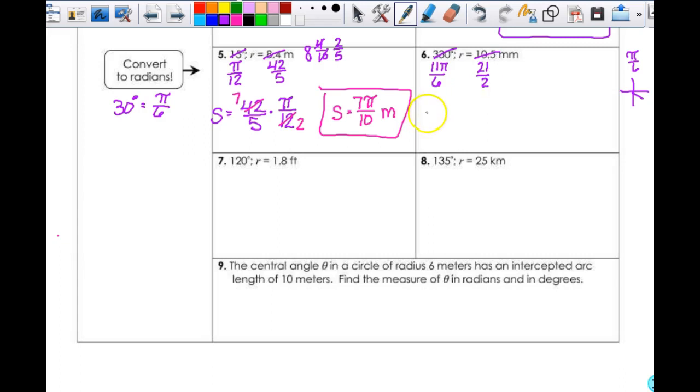So now this gives me s equals my radius, which is 21 over 2 times 11 pi over 6. I try and reduce before I multiply. 3 goes into 21 7 times, goes into 6 twice. Can I reduce any more? No. So I multiply and I get S equals 77 pi over 4.